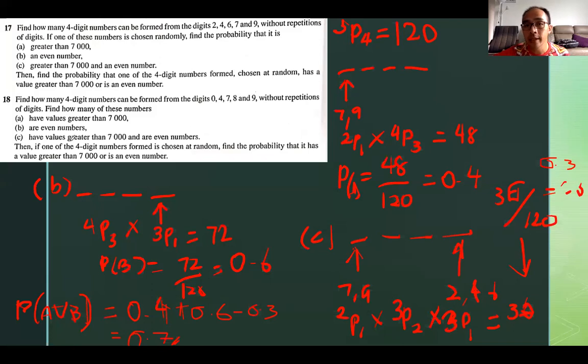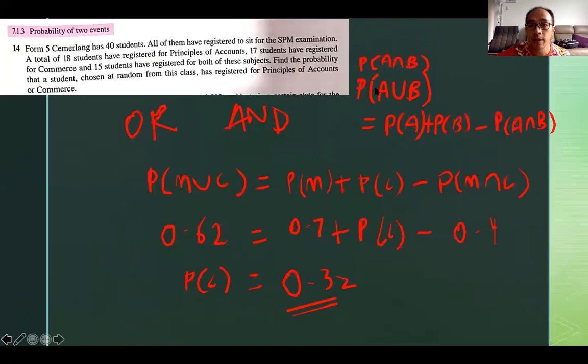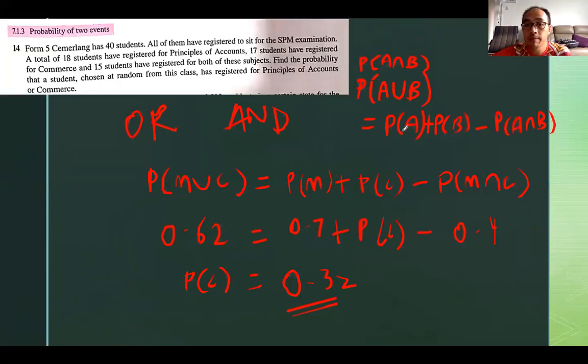So give number 18 a try. Number 18 is almost the same as number 17. The two events are: one is value greater than 7,000, second one is even number. And then values greater than 7,000 and in the even numbers. And then find the union, which is basically just using this formula, PA plus PB minus the intersection. Three of these you have to find manually. You cannot just multiply it like that, because that's a different story altogether.